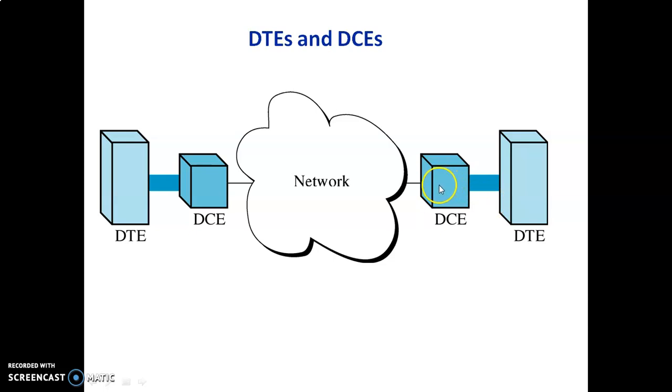The data terminal equipment is any unit that functions either as a source or as a destination for binary digital data. It can be a terminal, microcomputer, printer, fax machine, or any device that generates or consumes digital data. DTEs do not communicate directly with one another but need an intermediary to be able to communicate.